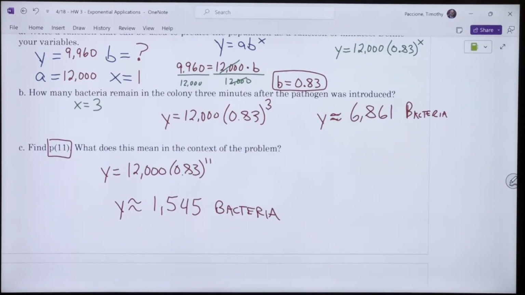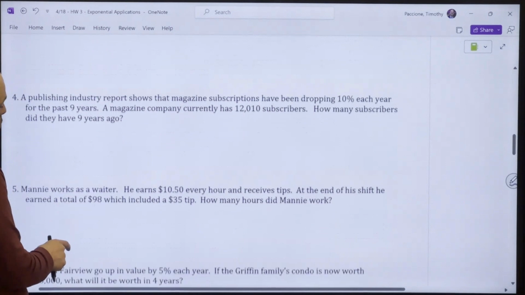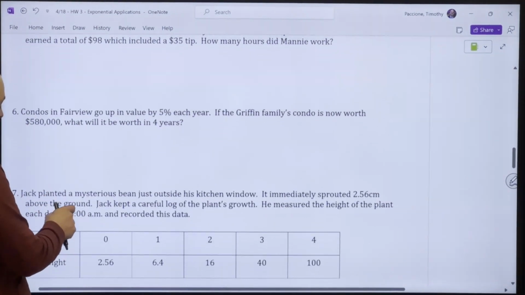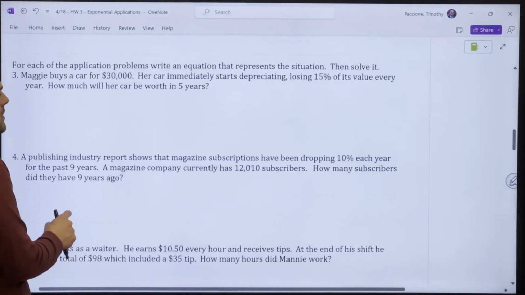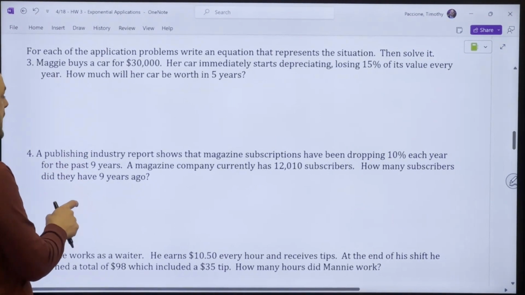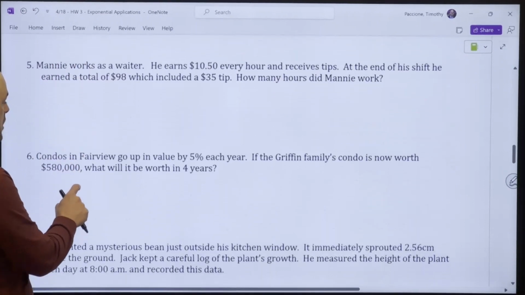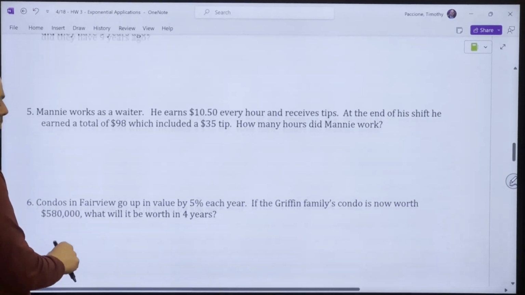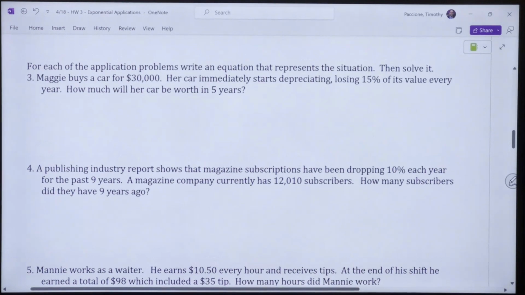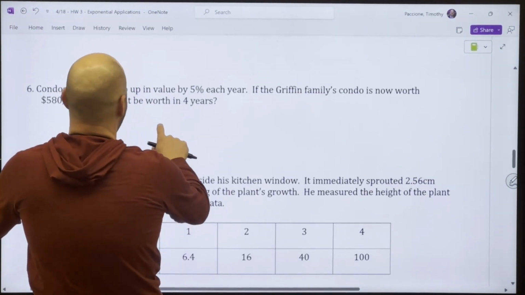Any other questions on the front? On to the back. All right, on the back, we had a bunch of different little word problems here, finding different things. What would we like to talk about? Maggie, publishing, Manny, condos, Jack. Condos? Okay, hearing condos, I'm hearing Jack.